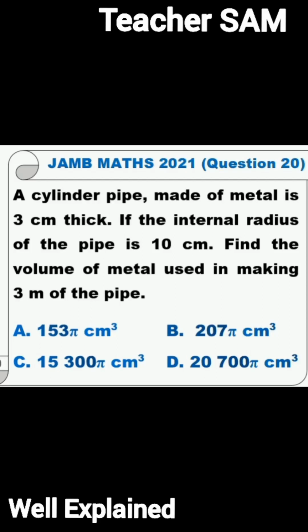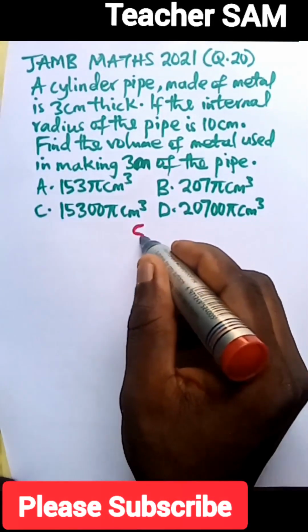A cylinder pipe made up of metal is 3 cm thick. If the internal radius of the pipe is 10 cm, find the volume of metal used in making 3 meters of the pipe. We have option A to option D. Let's solve.